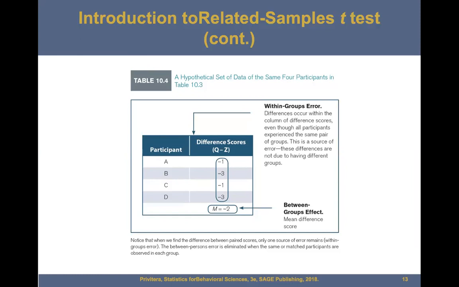So we found the difference between the paired scores, and only one source of error remains: the within groups error. The between persons error is eliminated when the same or matched participants are observed in each group. So here's our within groups and between groups, and that's basically looking at it just slightly differently.